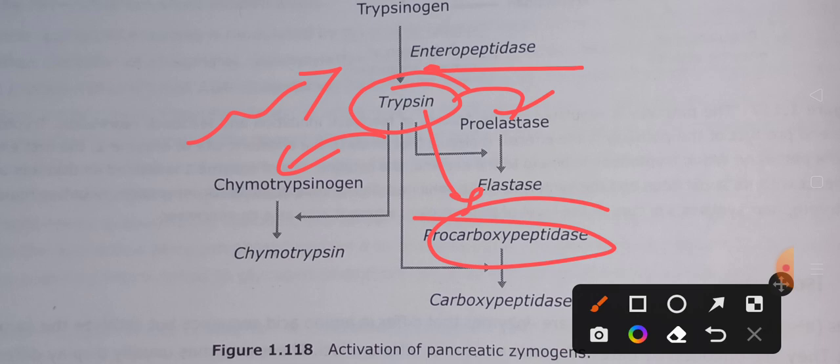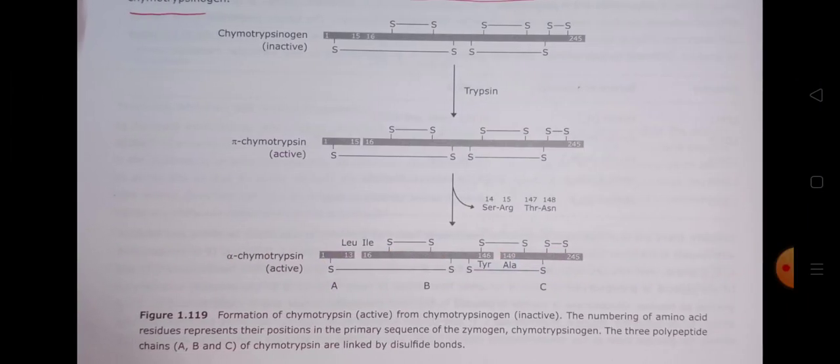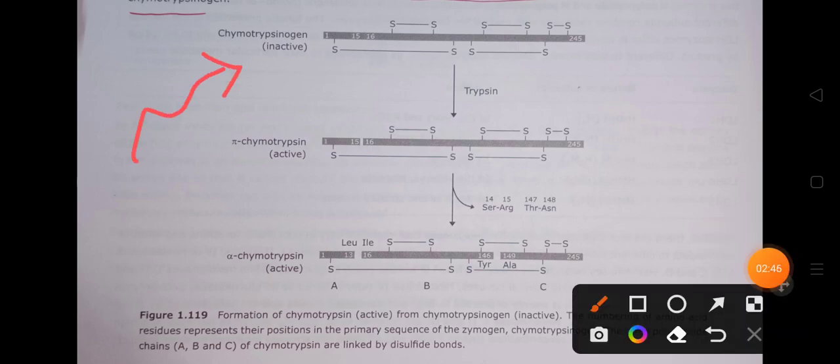Now here we are going to see how an enzyme is converted from its zymogen form into its active form. We will consider the example of chymotrypsinogen. Before talking about this, there is one question going on in my mind: why are these types of enzymes synthesized in the form of zymogen?